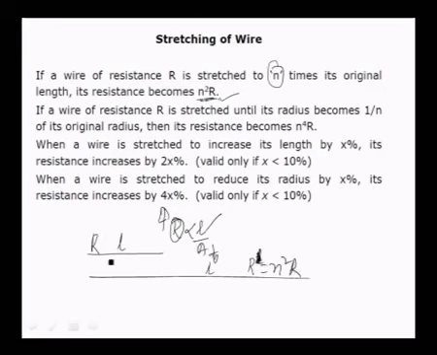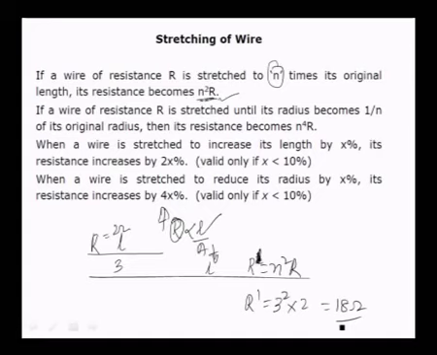Say for example, this wire has a resistance of 2 ohm. What is the resistance if it is expanded to 3 times? Therefore, R dash is equal to 3 square times the original resistance of 2. 3 square is 9, 9 into 2 is equal to 18 ohm. Like that you are going to calculate.